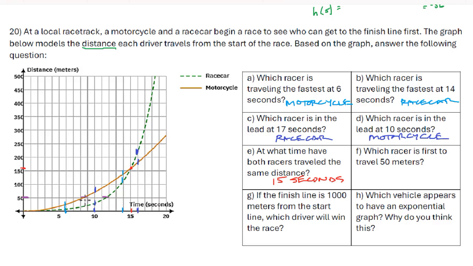So clearly the motorcycle is getting there first. It's first to reach 50 meters, somewhere around 8.5 seconds. So that is letter F, and that is the motorcycle.